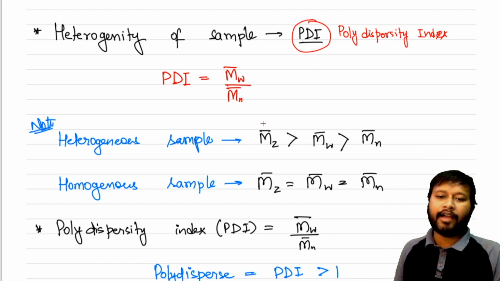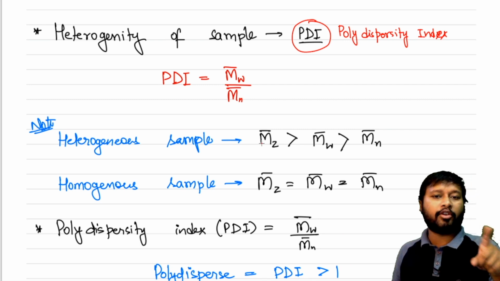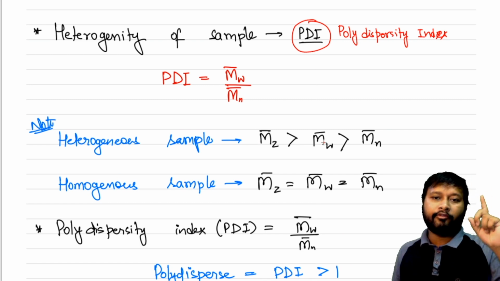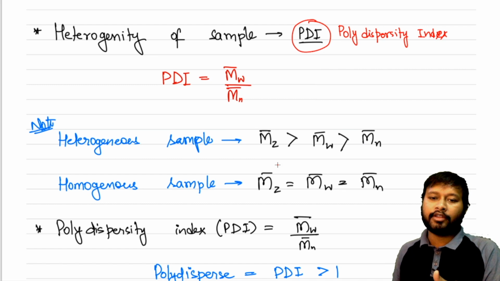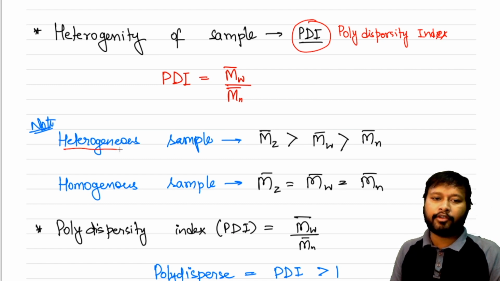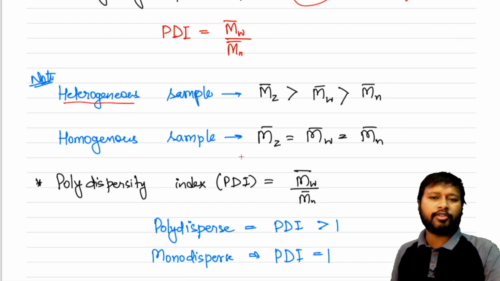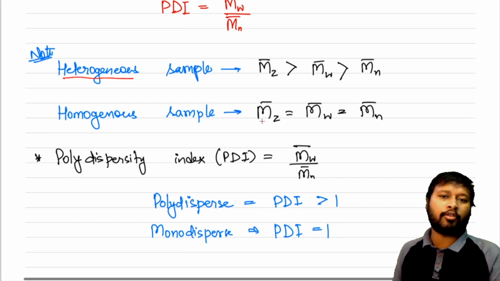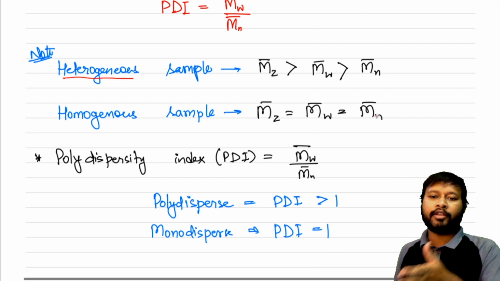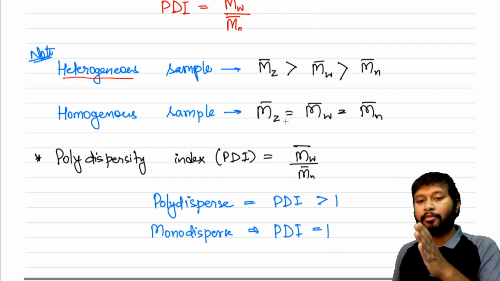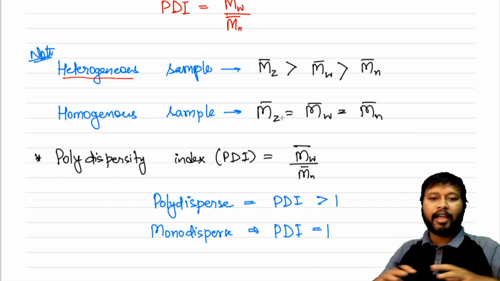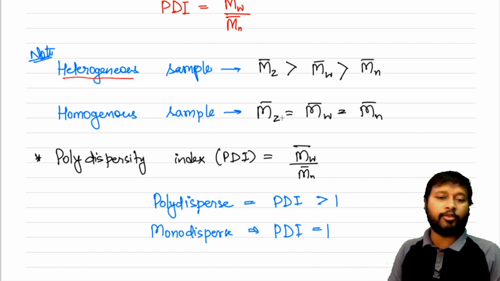A heterogeneous sample will have this order, where your Z average molecular mass will have the highest value, weight average molecular mass will have a lower value, and number average molecular mass will have the lowest value. So this trend will be followed if you have a heterogeneous sample. Okay, so heterogeneous polymers are going to follow this trend, whereas a homogeneous sample or homogeneous polymer will have all three values equivalent. So Z average molecular mass, weight average molecular mass, and number average molecular mass, everything is equivalent in the case of homogeneous polymers.